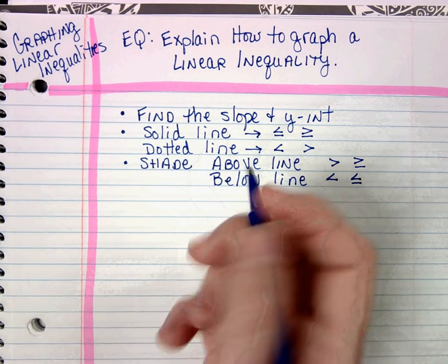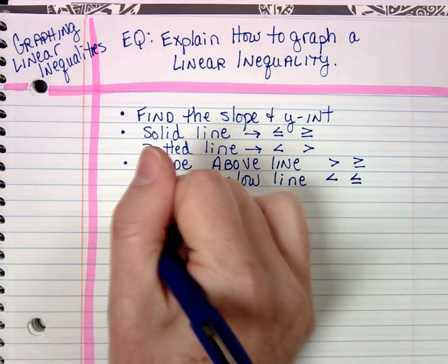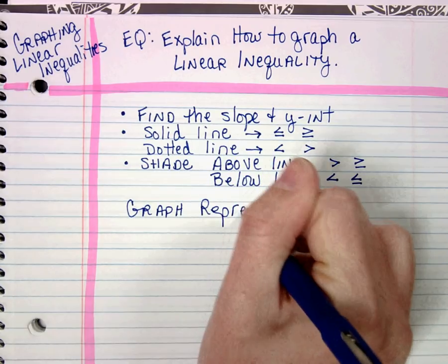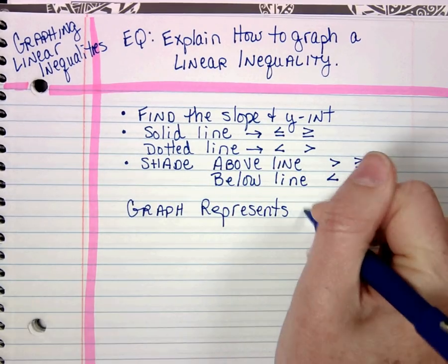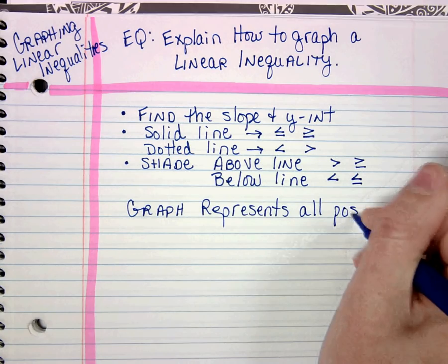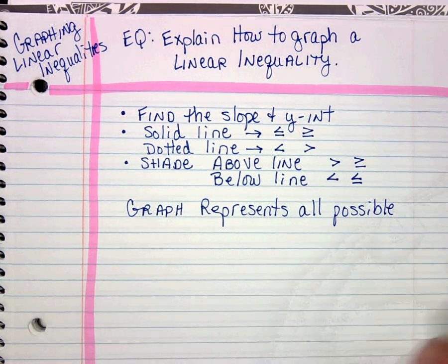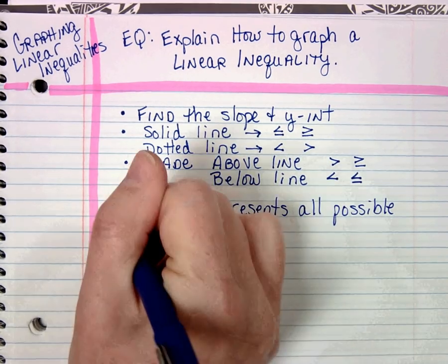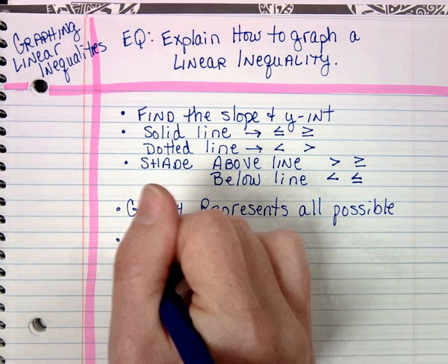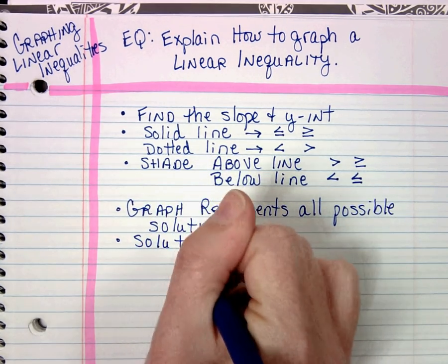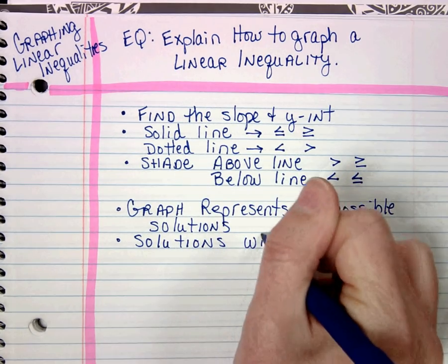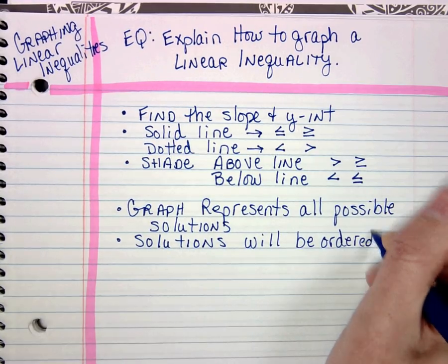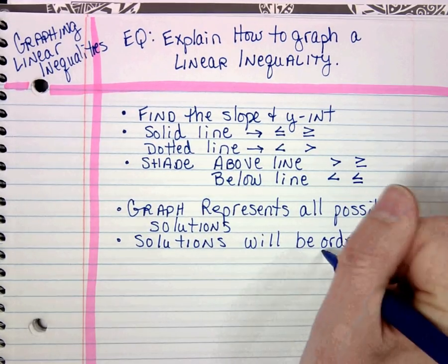I want you to realize that the graph represents all the possible solutions. And that's why we're graphing it, because there's lots and lots and lots of solutions. Remember that because this is a linear equation, your solutions will be ordered pairs because we have to have a value to represent x and a value to represent y.